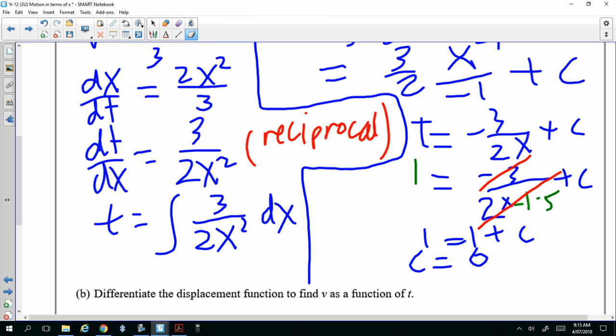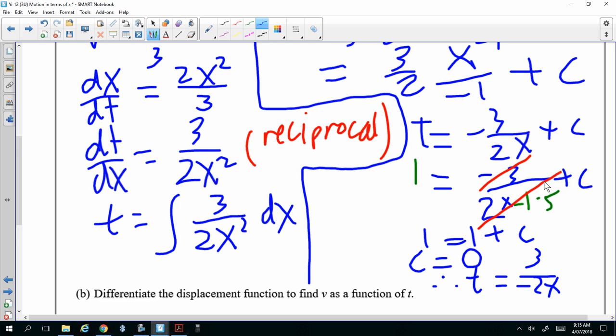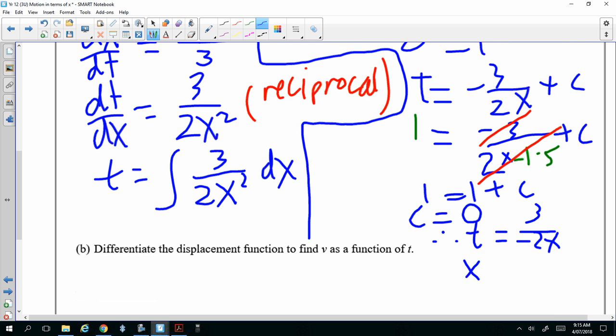C is 0, and after that, you update your formula, c is 0. So therefore, t equals 3 over negative 2x, and c is 0. To make x the subject, you write x equals negative 3 over 2t. That's your function for displacement in terms of time.